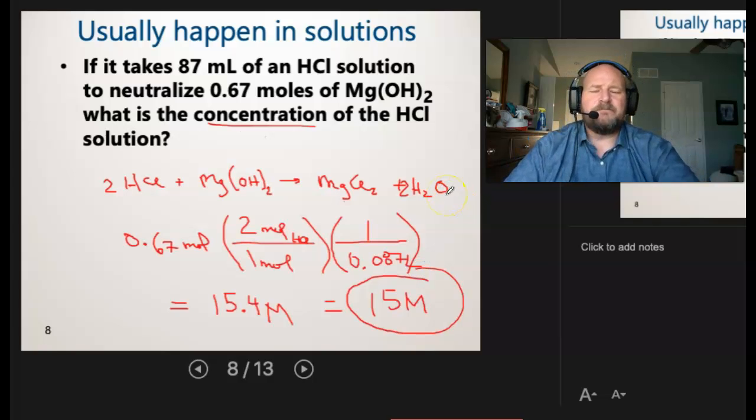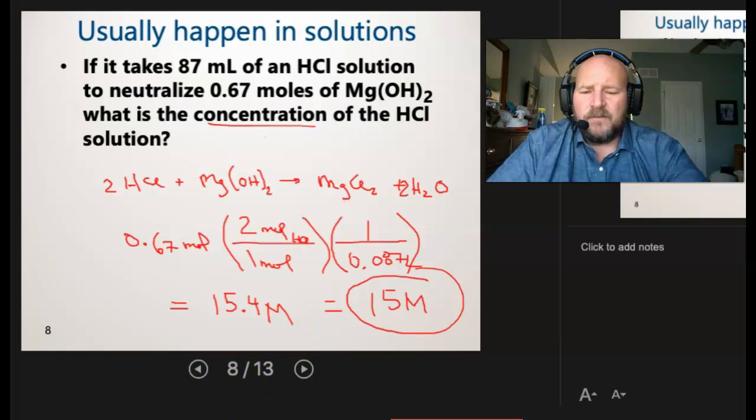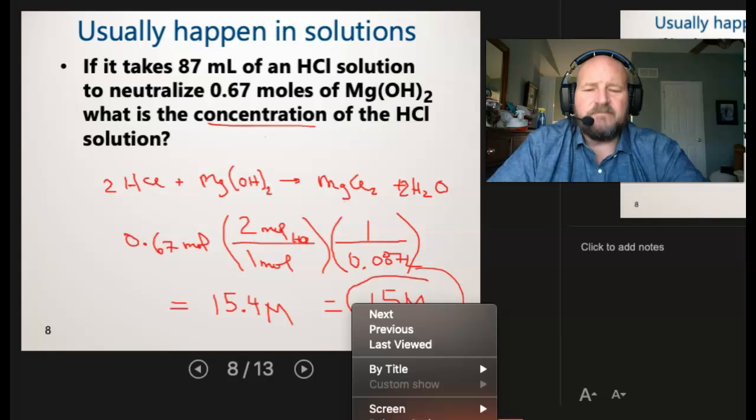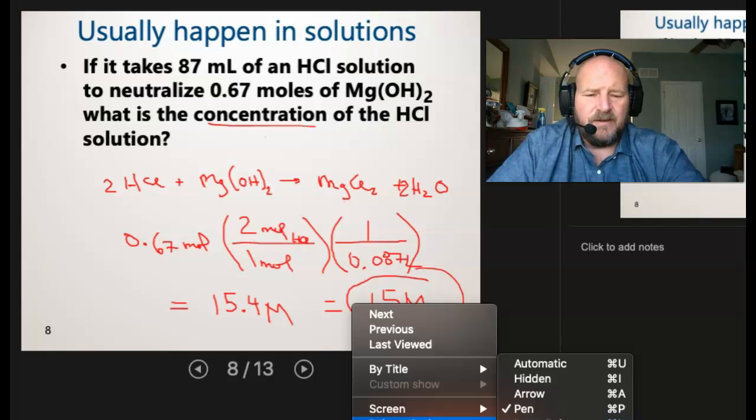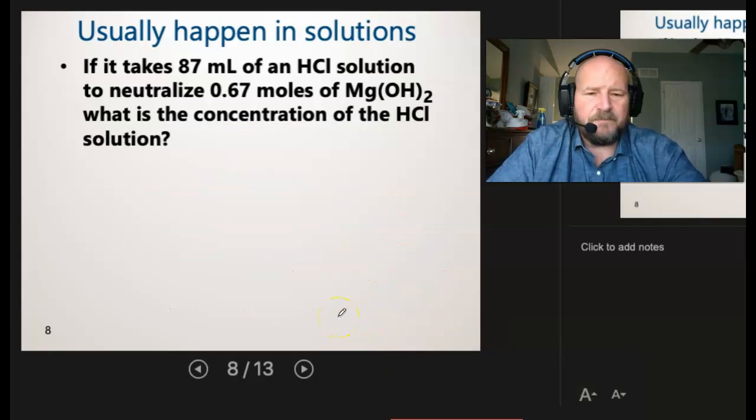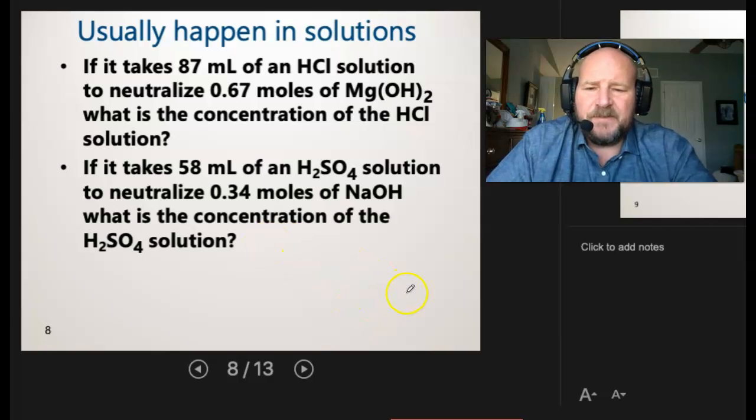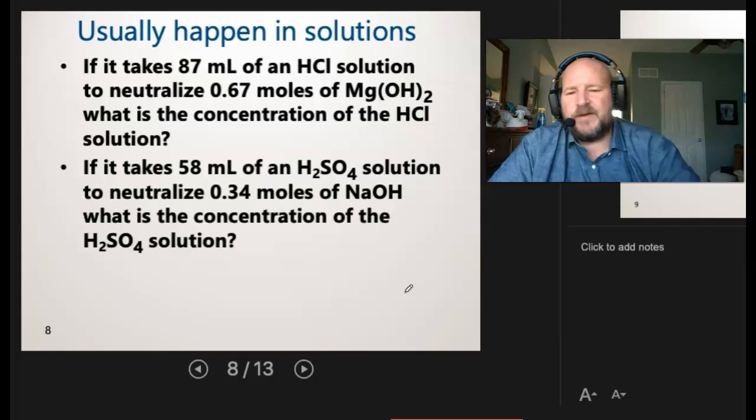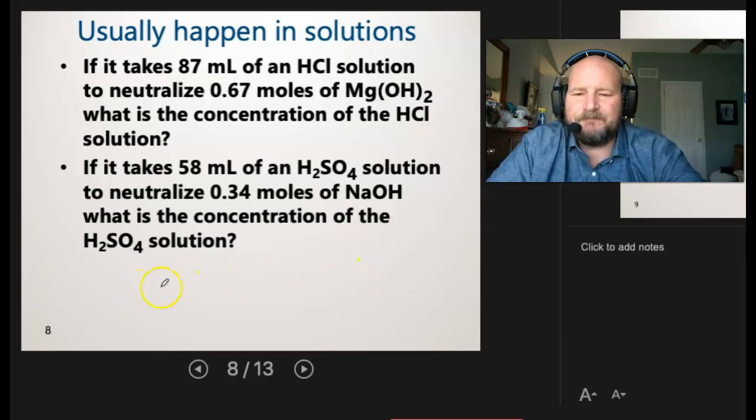All right. Hopefully you figured that out. You did well. If not, go through it again. And of course, we can do another practice problem. If it takes 58 milliliters of an H2SO4 solution to neutralize 0.34 moles of NaOH, what is the concentration? Let's go again. Give it a pause. Go ahead and try to work the problem out, then come back and see how you did.